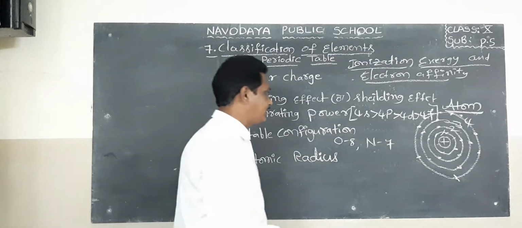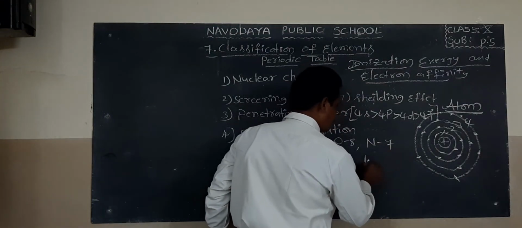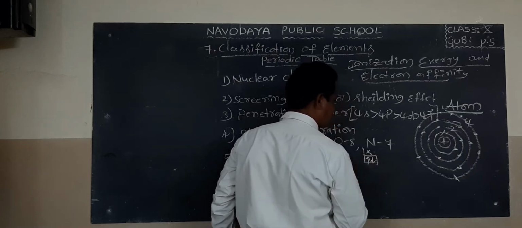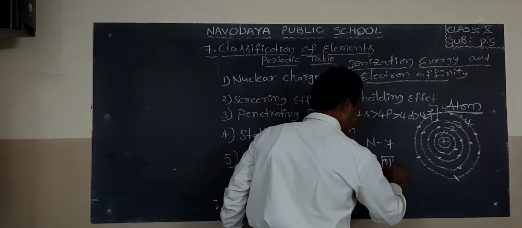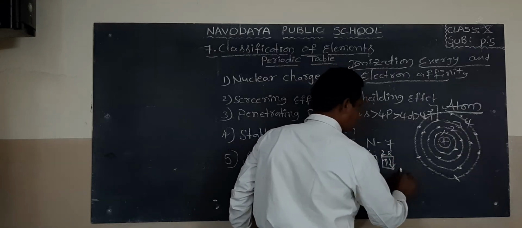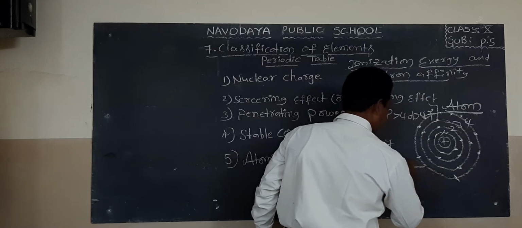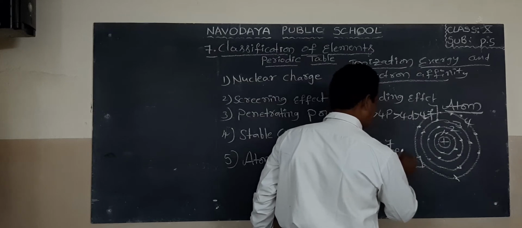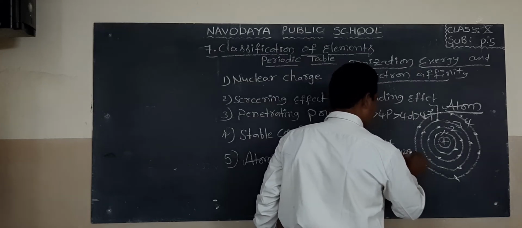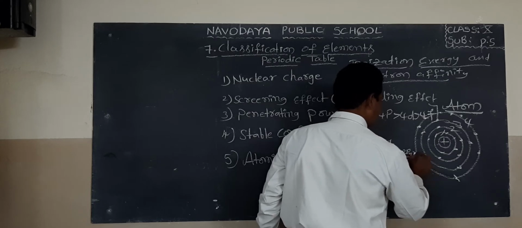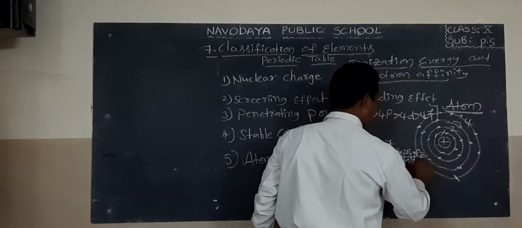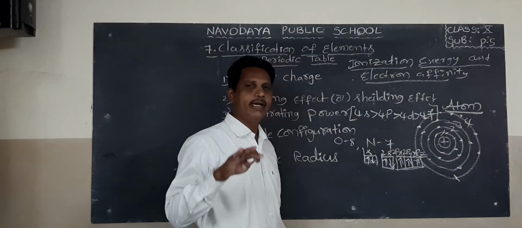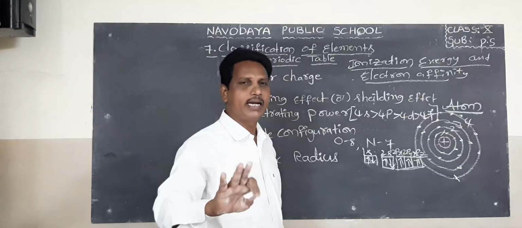The electronic configuration of nitrogen, atomic number 7, is 1s2, 2s2, 2p3. The 1s orbital contains 2 electrons. The 2s orbital contains 2 electrons. This is the p orbital. The p orbital is divided into 3 suborbitals: 2px containing 1 electron, 2py containing another electron, 2pz containing another electron. These are degenerate orbitals. Except the s orbital, all the remaining orbitals are degenerate orbitals.